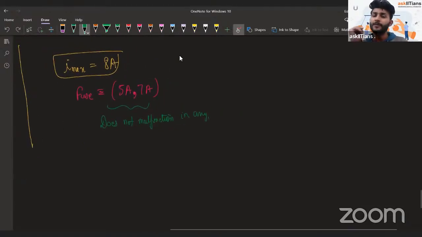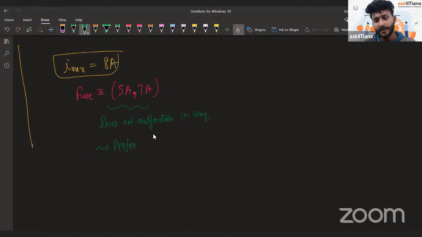But then which of them should be used? Which one will be preferred? We would prefer 7 ampere. The reason for that is because the first fuse is going to break very quickly, at 5 ampere itself. We do not want it to exceed 8 ampere, but we still want it to heat up to 8. So it's better, at least we can reach up to 7 using this. The first one is going to break even before that. You get it?